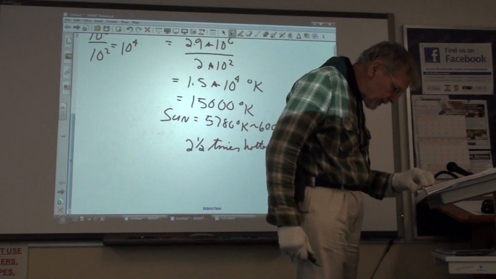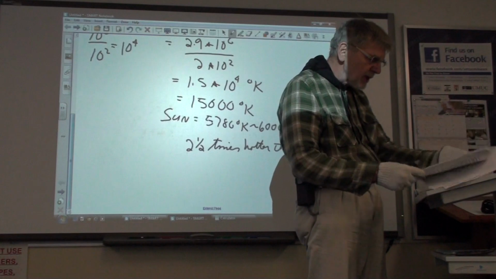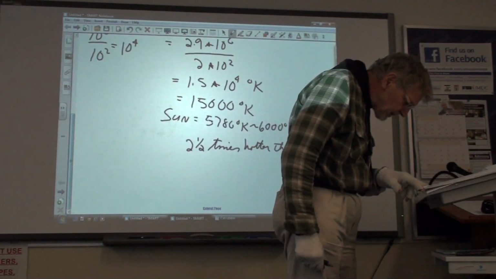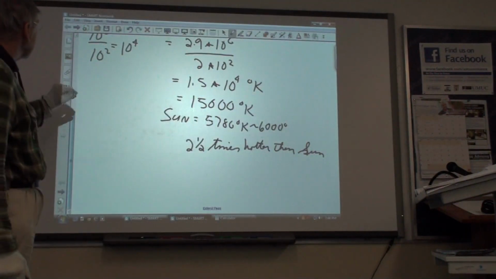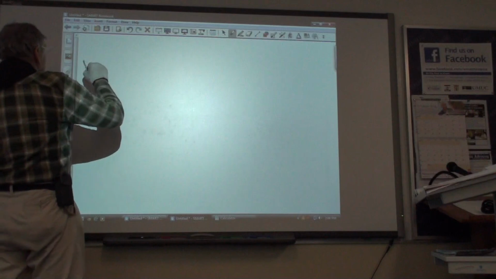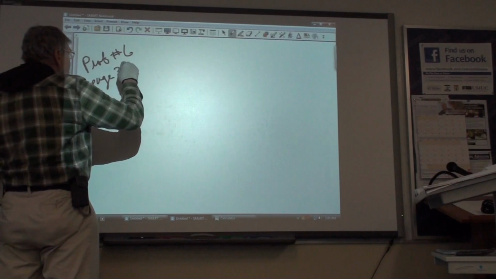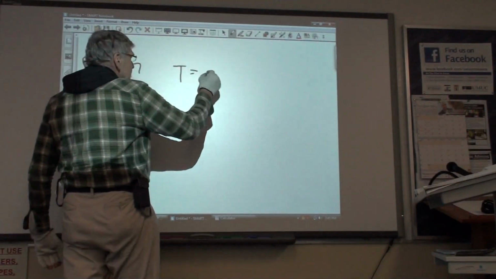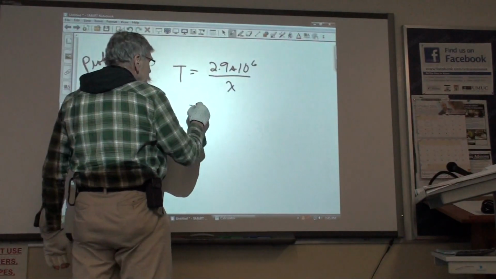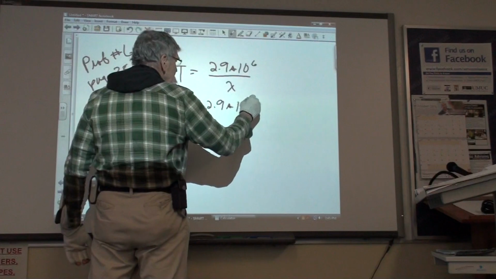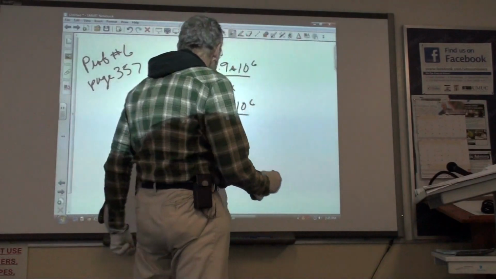So next on the same page, we will go to number 6. It's an absolutely identical problem, except that the strongest wavelength is now 500 instead of 200, but everything else stays exactly the same. So we go now to problem number 6 on page 357. And again, we find that the temperature is equal to 2.9 times 10 to the 6 divided by the lambda, so it's equal to 2.9 times 10 to the 6 over the lambda maximum that they give us in this problem, which is 500.